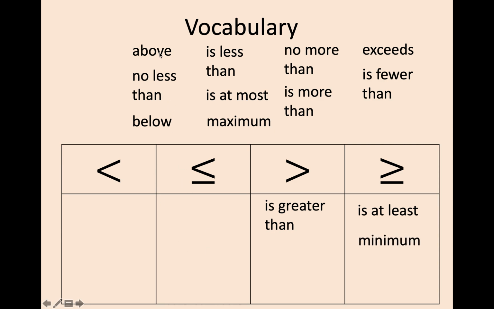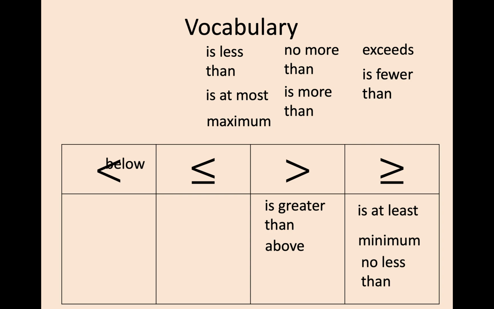Above is just simply the word greater than. No less than. So there can be no less than 5 school days missed before you get in trouble. So you won't get in trouble if there's less than, but as soon as you hit no less than, it has to be greater than or equal to.